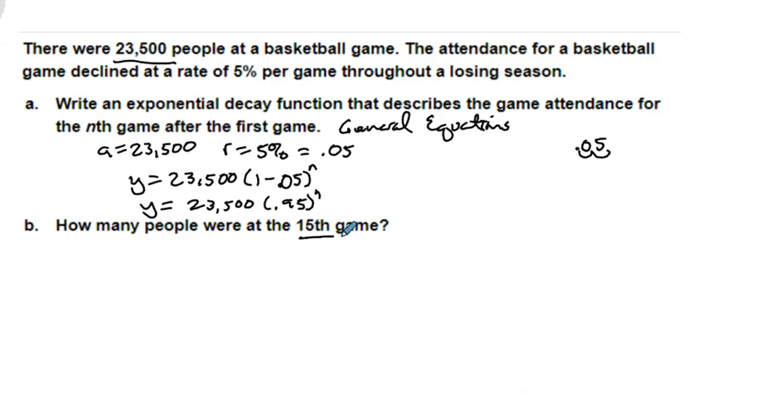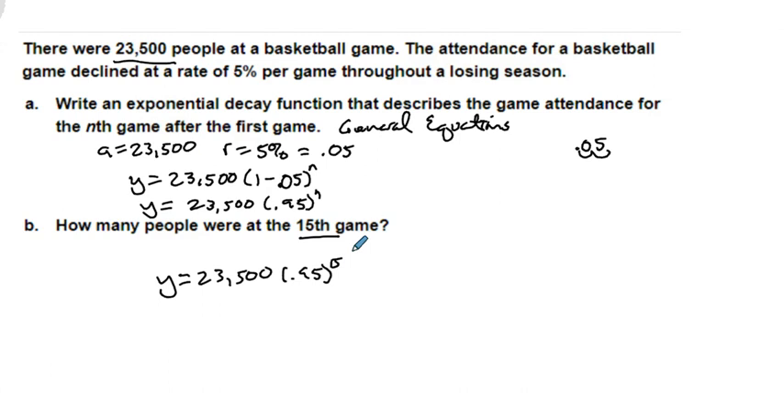And so now if we want to find what it is after the 15th game, and I don't know if they're talking about an NBA season, but a typical NBA team has 82 games a season, and 41 of those are at home. So that would be a little less than halfway through their season. All right, that'd be about a third of the way through their season. So let's put this in. So we have y equals 23,500 times 0.95 to the 15th power.